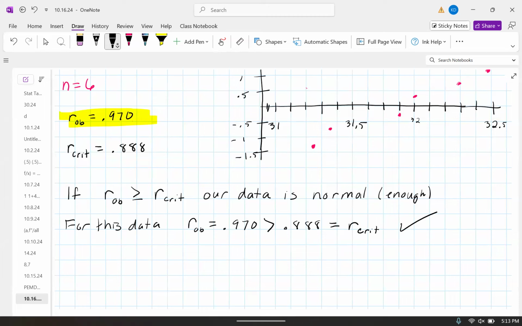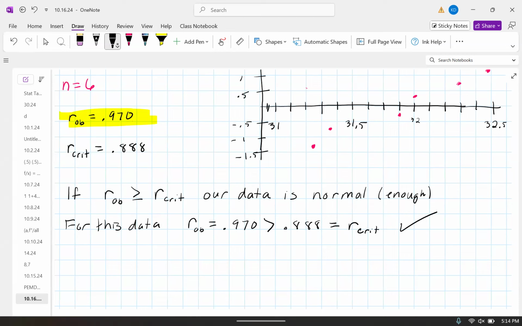So anytime you have a critical value, you want your observed data value to be generally bigger than that. Unless it's negative, then it'd be smaller. But most of the time, it's just going to be bigger. We call it a day. All right. That's 7.3.